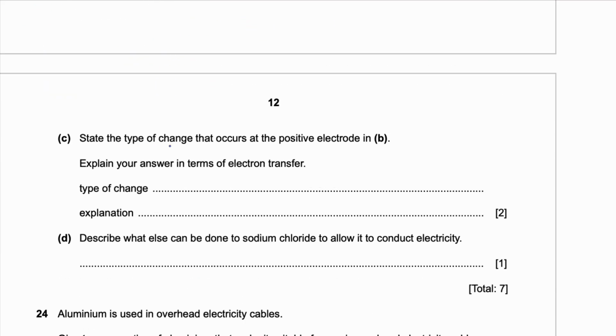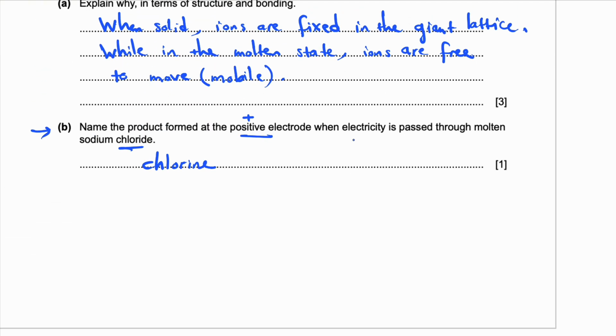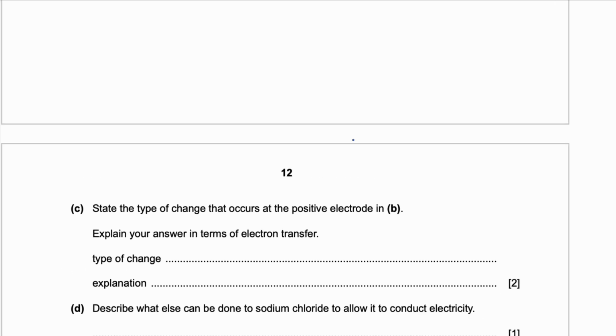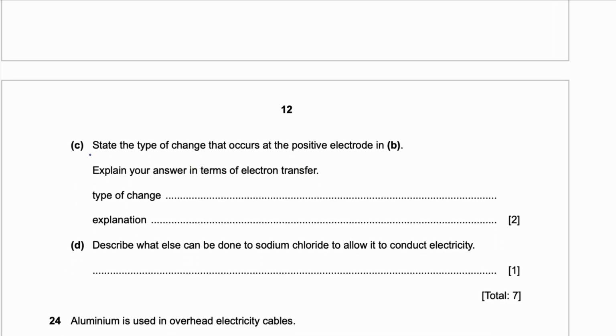Next, state the type of change that occurs at the positive electrode in B. So in the previous part, at the positive electrode, he wants the type of change. So in general, at any anode, the change is always oxidation. And remember, oxidation, OIL, means loss of electrons. So the explanation: because electrons are lost, or there is loss of electrons.